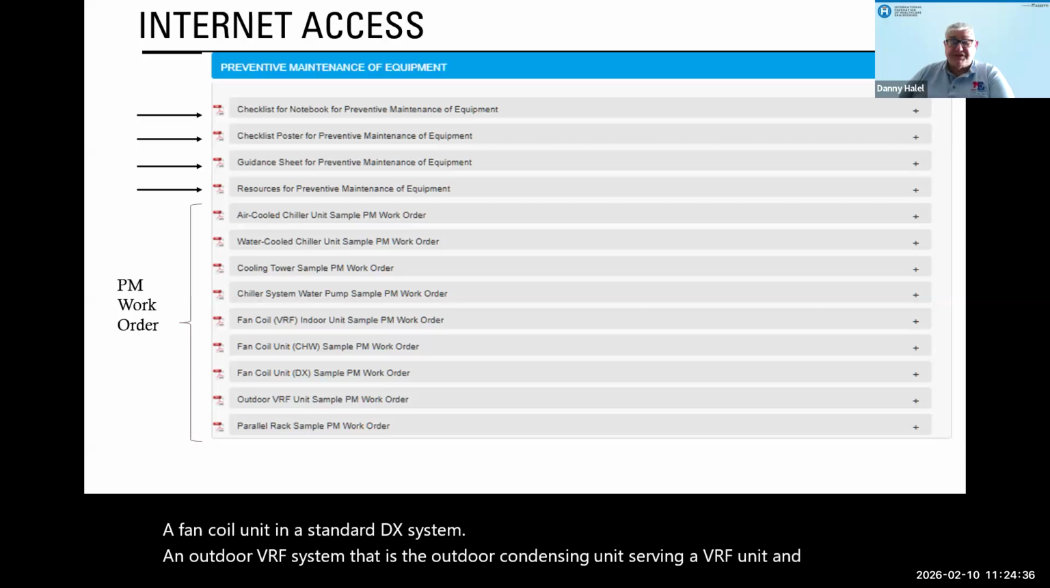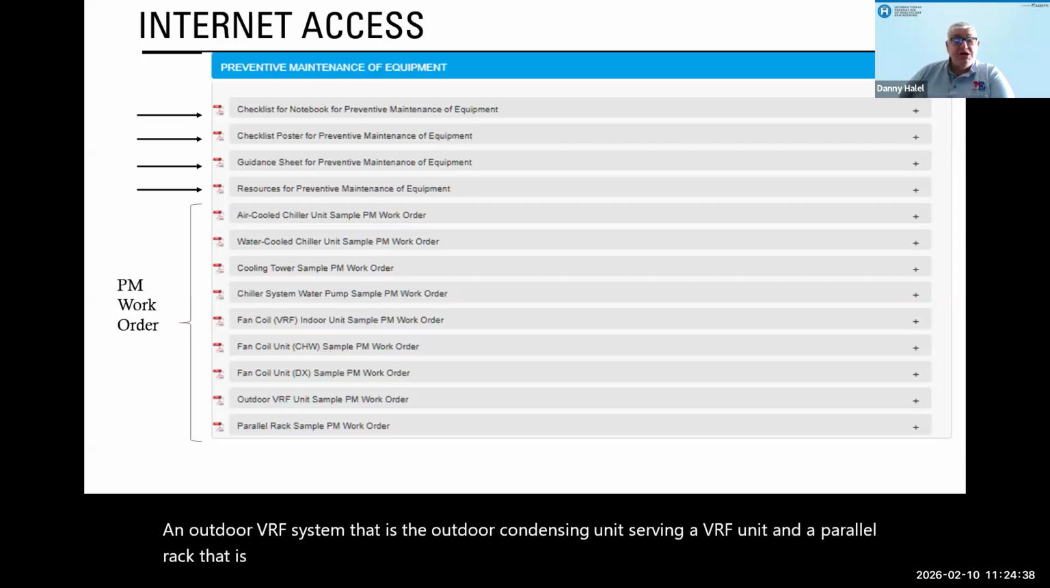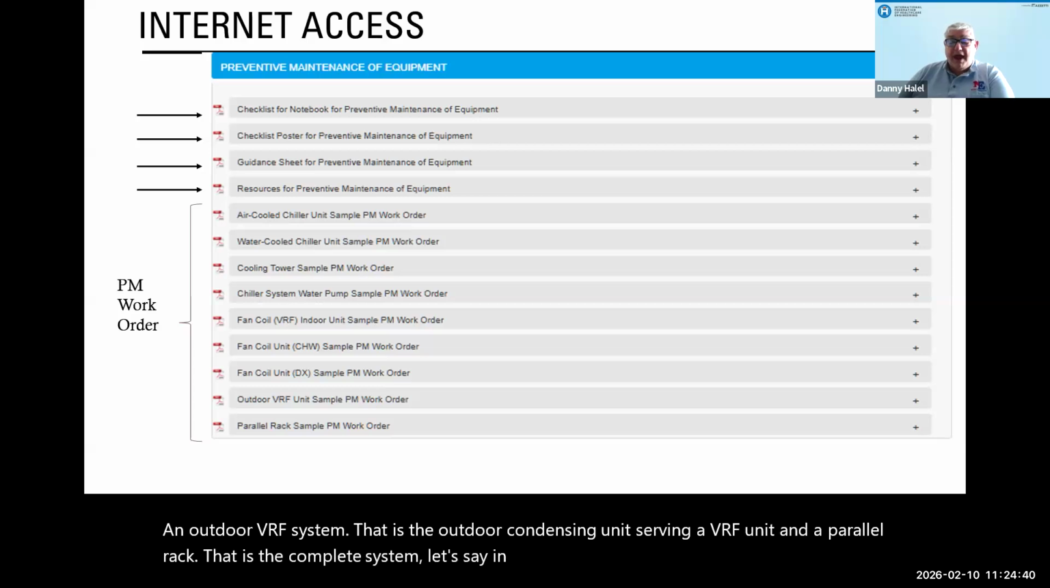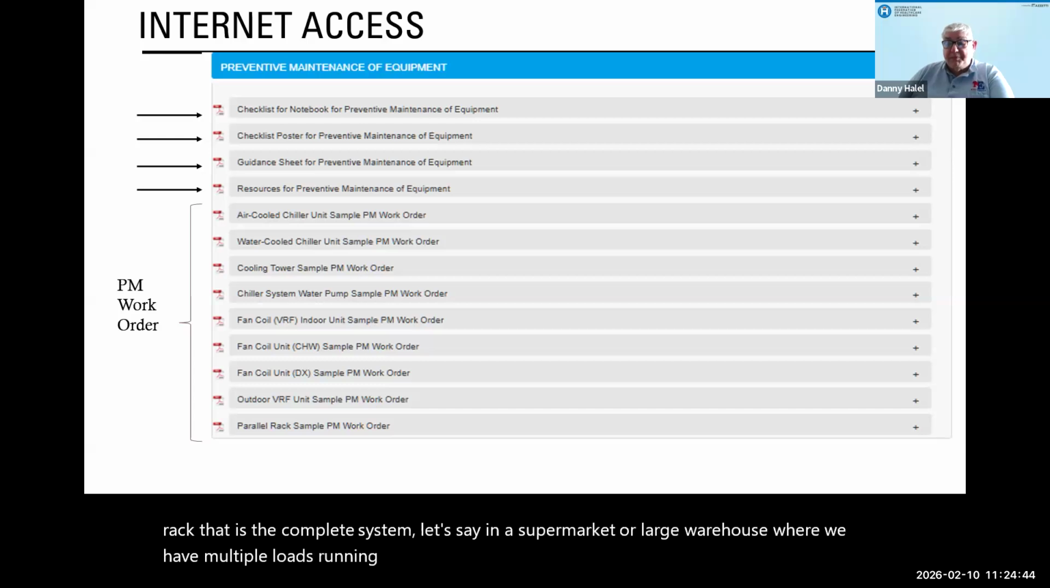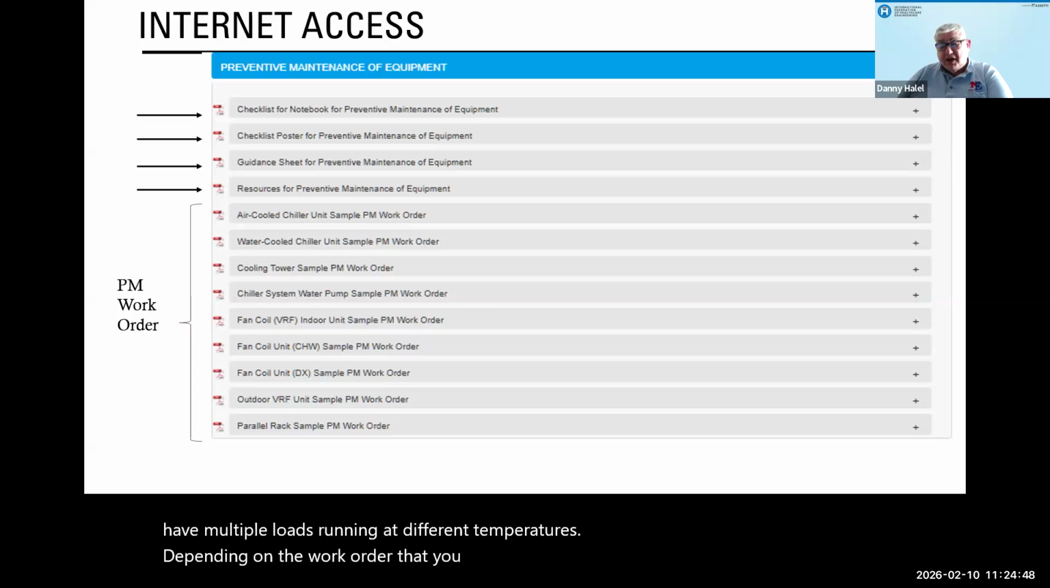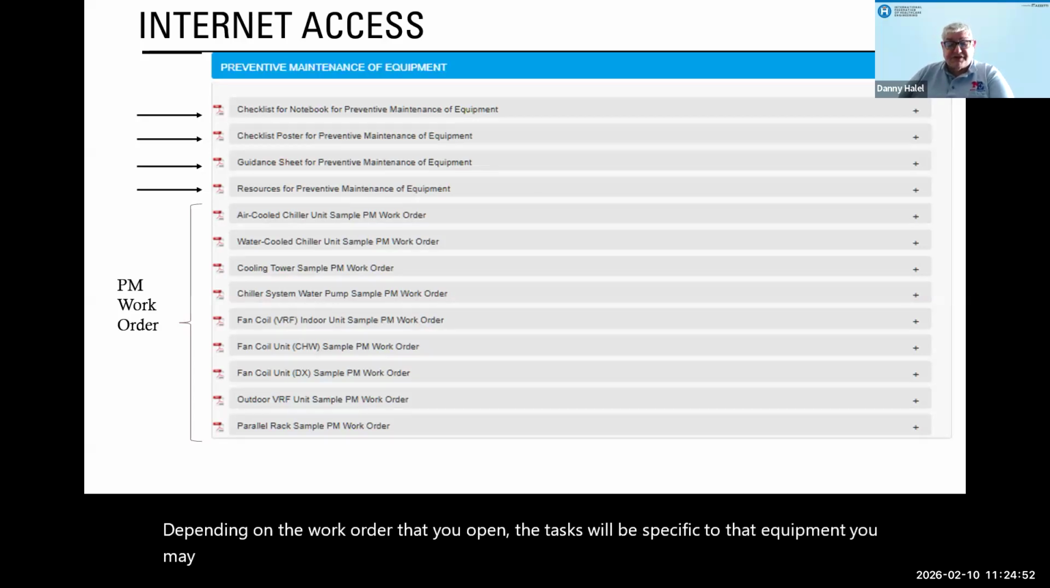That is the complete system, let's say in a supermarket or large warehouse where we have multiple loads running at different temperatures. Depending on the work order that you open, the task will be specific to that equipment. You may use several different of the work orders in these systems in your building.